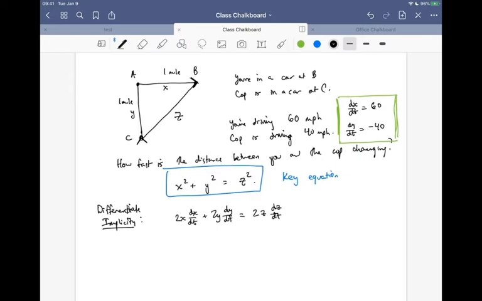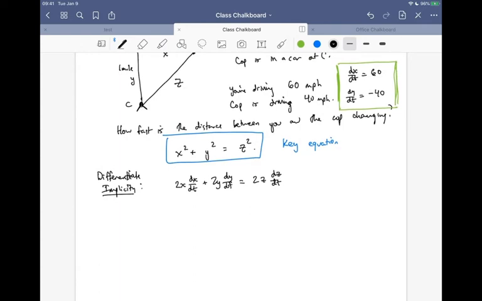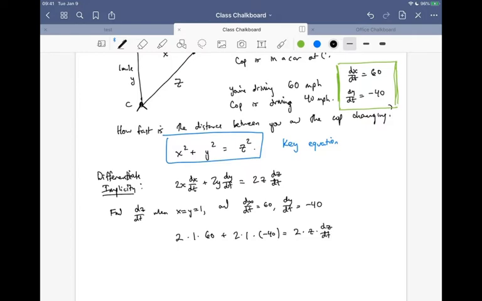Okay, and so now that we have this, let's think about finding dz/dt when x equals y equals 1, and dx/dt equals 60, dy/dt equals negative 40. Okay, so at this point, we get to just start plugging everything in. So we'd have 2 times 1 times 60 plus 2 times 1 times negative 40 equals 2 times z times dz/dt. And the goal of the problem was to solve for dz/dt.